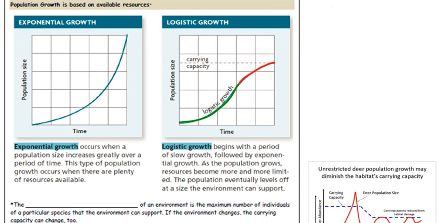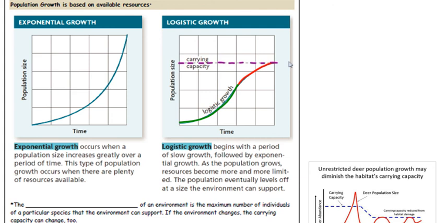Now, an environment has what's called a carrying capacity, and that is the max amount of individuals that environment can hold at any given time. Now, this is going to be different per species. You know, a forest might be able to sustain 20 deer, but maybe it can sustain 40,000 beetles. So it really depends on the species in terms of their needs. But we see more of that S-shaped curve of logistic compared to that J-shaped curve of exponential.